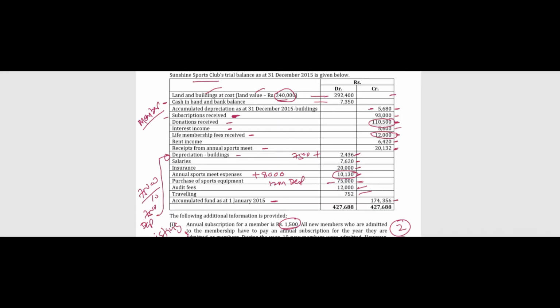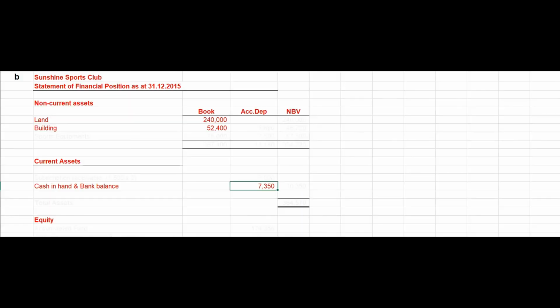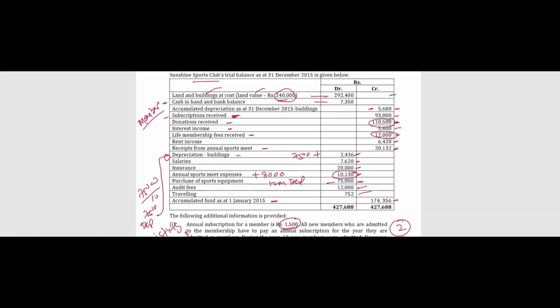Accumulated depreciation is 5,680 for building. So therefore go to the building account. As you can see, the cumulative balance is 5,680. So therefore the net book value is 46,720. So move on to the next item.